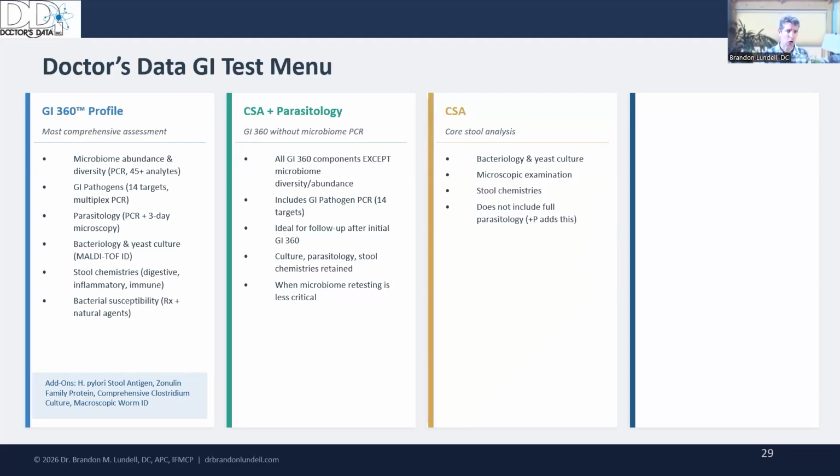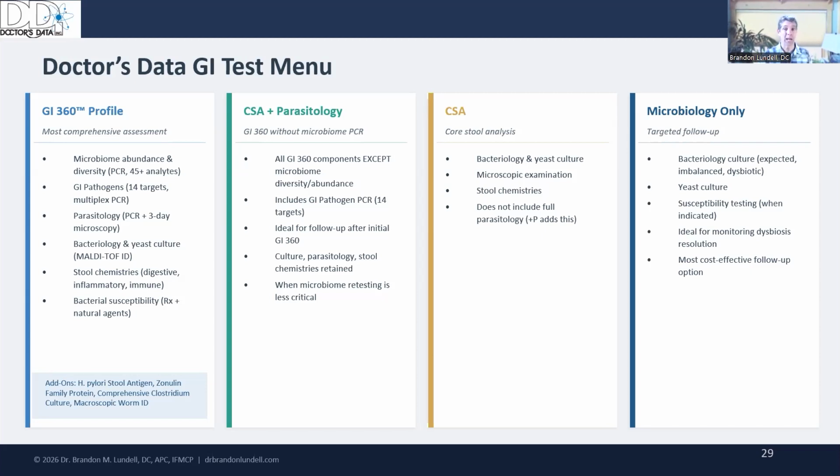This is one of my most common follow-ups because a lot of times parasitology is negative, so your patient doesn't need to pay for another parasitology if it's negative the first time, unless you get a clinical indicator, okay? And maybe if they develop another symptom, diarrhea or severe constipation or pain. And then you can do the microbiology only if that's the only thing that was off in one of these tests and you want to follow up. But it's very important to follow up.